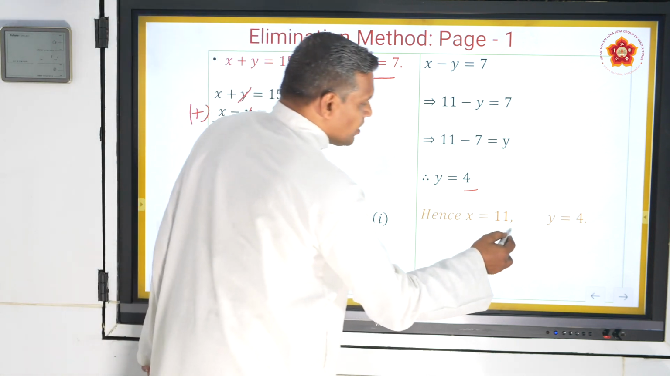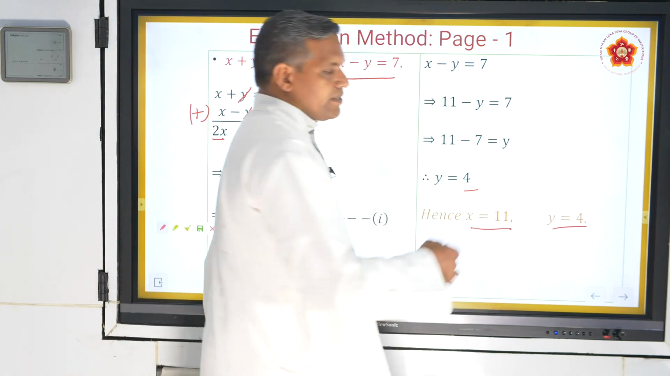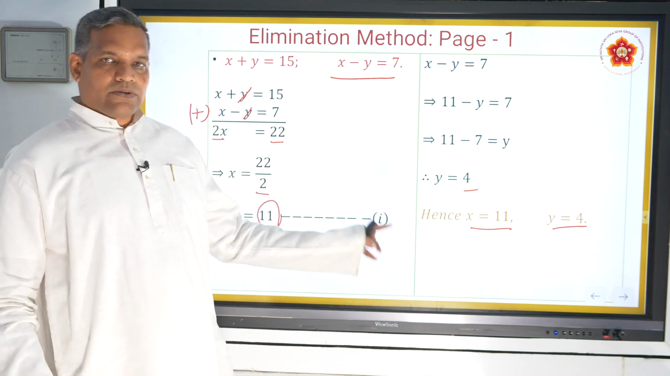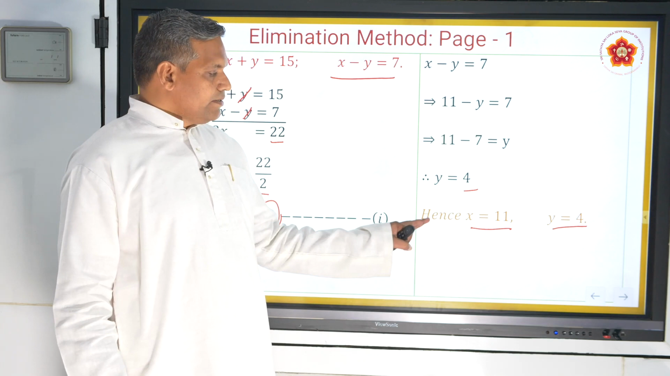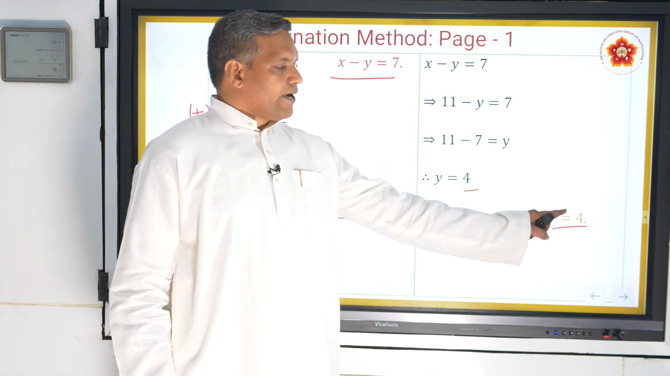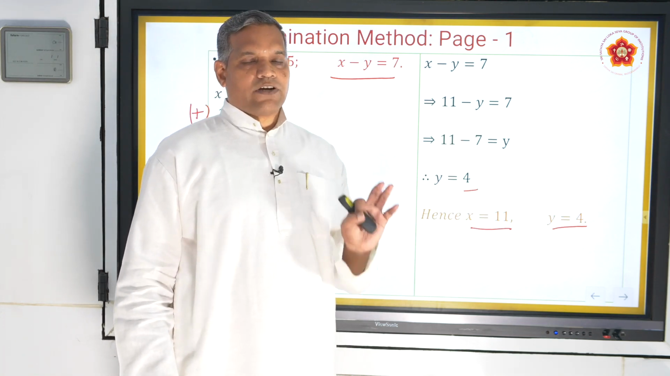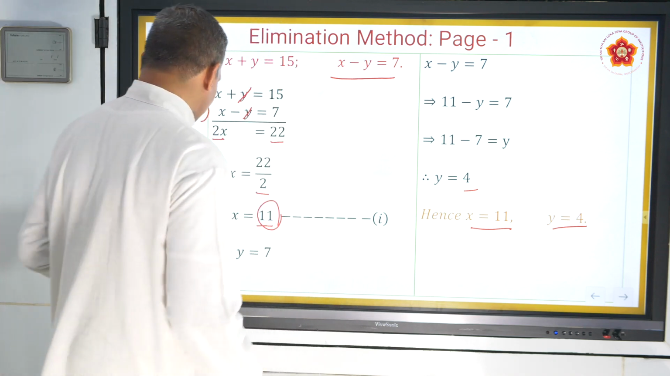So x is equal to 11. y is equal to 4. For the sake of examination, I have written this. So write in your notes or in the exam this pattern: hence, x is 11, comma, y is 4, full stop. Follow this method. It always helps you.